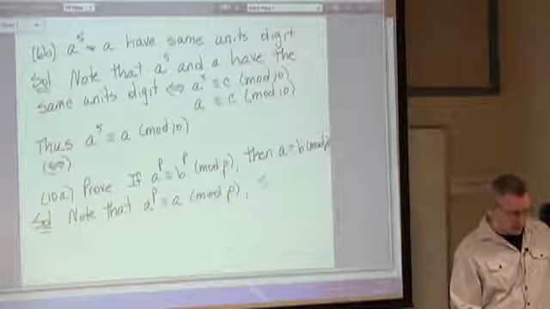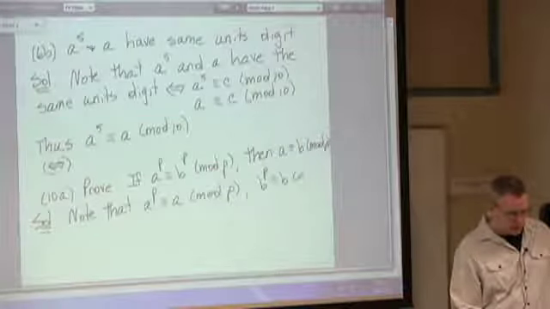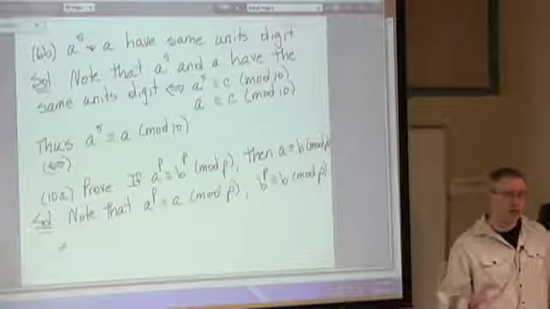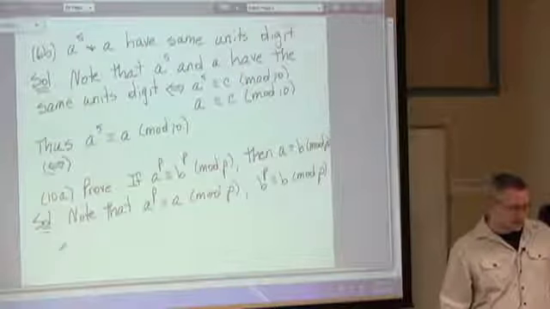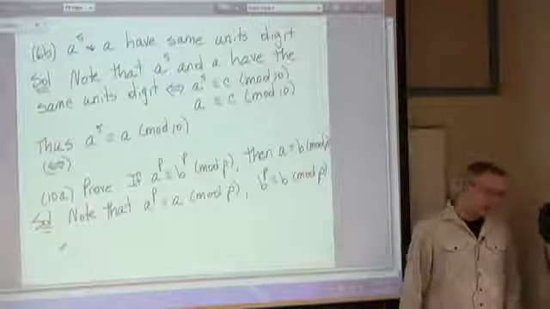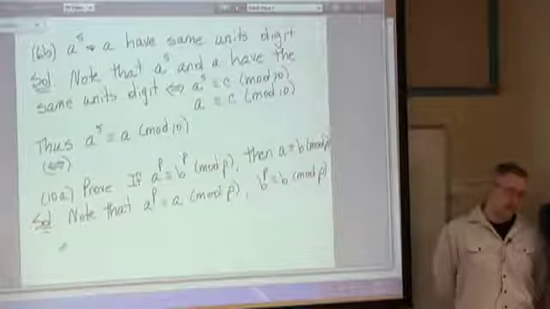And B to the P is congruent to B mod P. And this is just from Fermat's theorem, right? Could you state the original problem again? Prove that if A to the P is congruent to B to the P mod P, then A is congruent to B mod P. Okay.